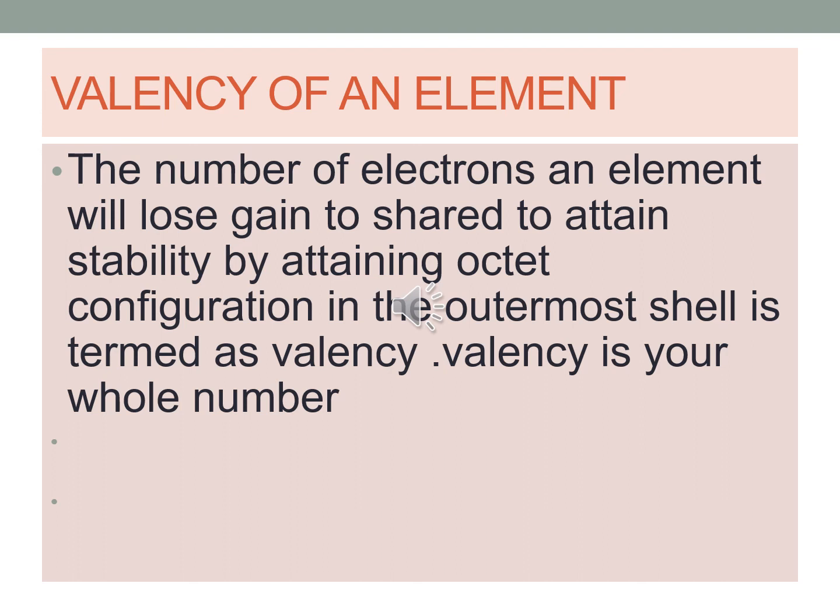Listen carefully. The outermost shell, that is L, has 6 electrons. So it can lose 6 electrons or gain 2 electrons to become stable. It is easier to gain 2 electrons to attain the octet configuration. Therefore, the valency of the element oxygen is 2.